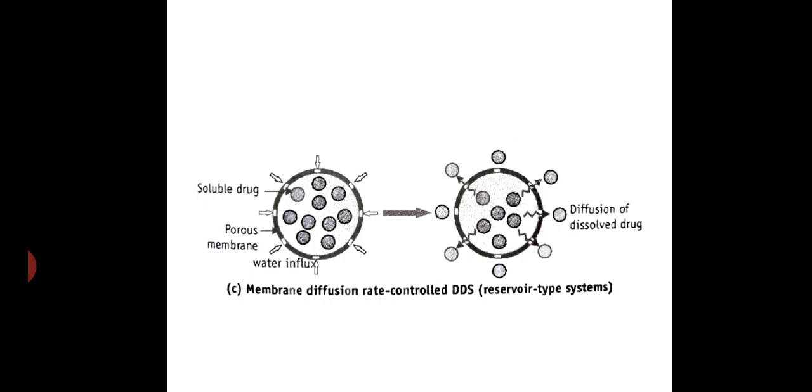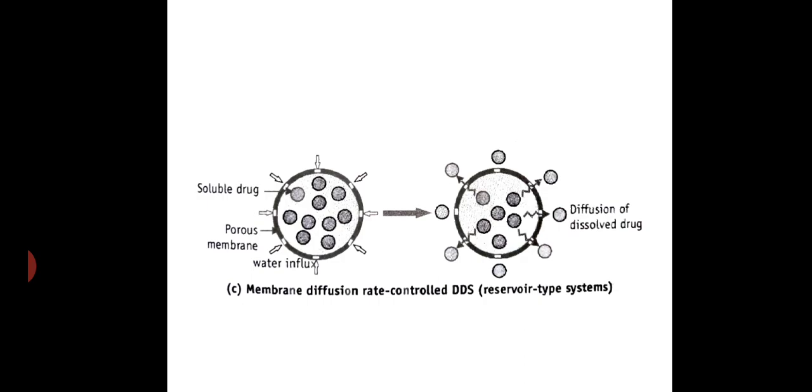In the first picture, you can see the spherical drug delivery system. Inside the spherical drug delivery system, we can see fine drug molecules are being incorporated. The characteristic of the drug molecule is that it is a soluble drug, and the membrane outside it is porous in nature. Through these micro pores, water is influxing, moving into the core, into the tablet.